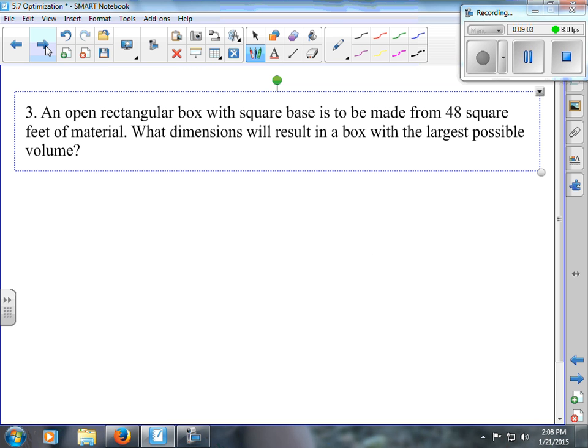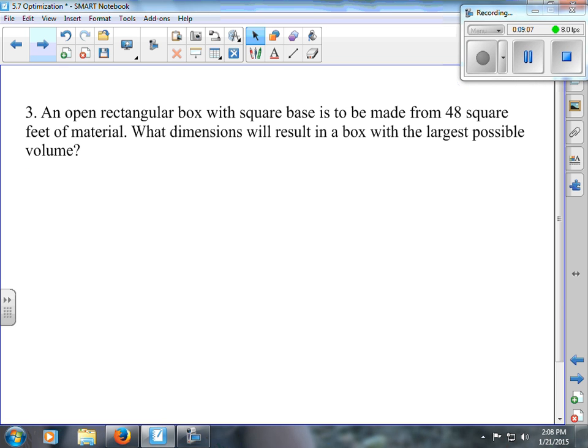All right, next example. We have another sort of real-world example. I have a rectangular box. It's open. The word open here means no lid. It's got a square base, and I have 48 square feet of material with which to make the box. What dimensions will result in the box with the largest possible volume?